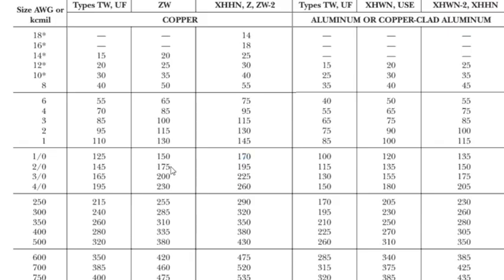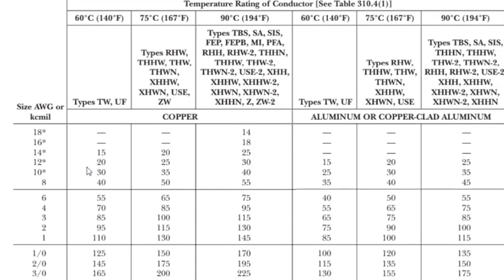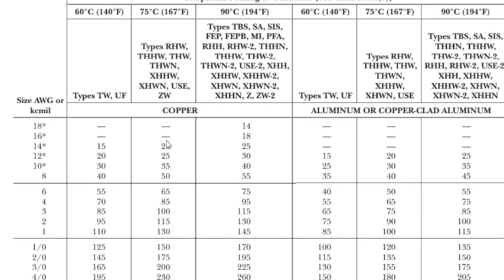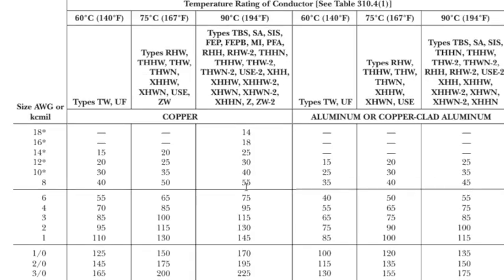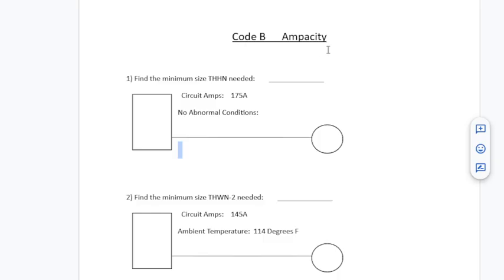Okay, good. All right, hopefully everyone is seeing what he is seeing there. We're in the 75-degree column. We happen to be at 175, but again, they're asking us for THHN. So let's look at the question real quick, make sure everybody understood what just happened. We have to find the minimum size THHN conductor here. We're sizing it to 175. We don't have any abnormal conditions to deal with, so no problems with temperature or too many wires.